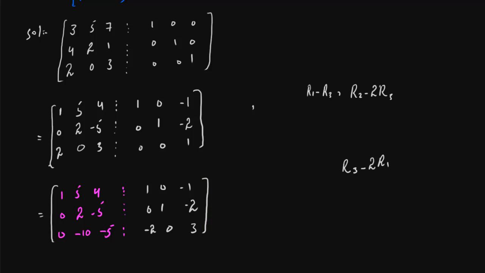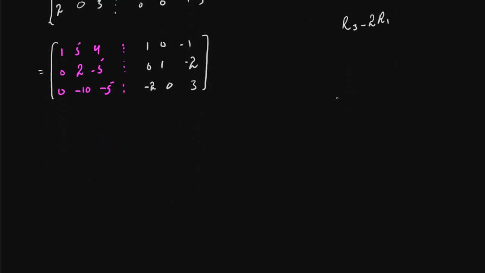Now next we are just going to take a common factor from that one, and we can do that easily. How are we going to do it? We are making R3 into 1 over 5 R3. When we divide all of them, we will get here 2 and here 1.